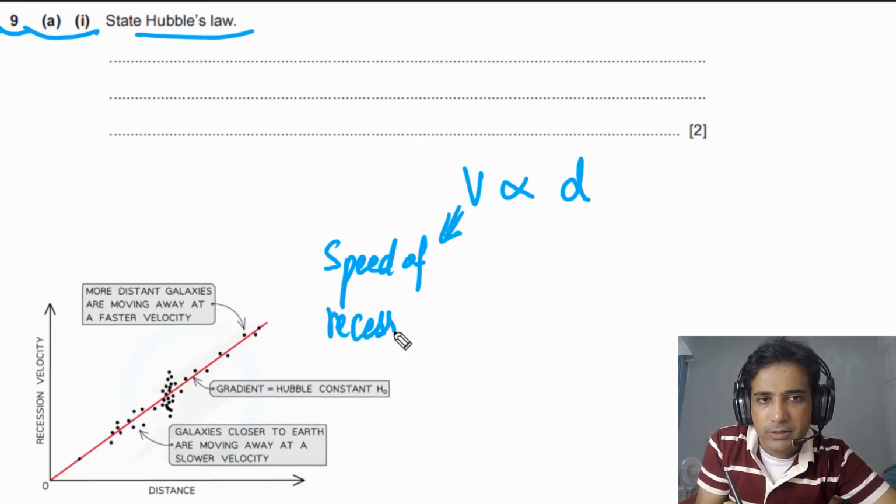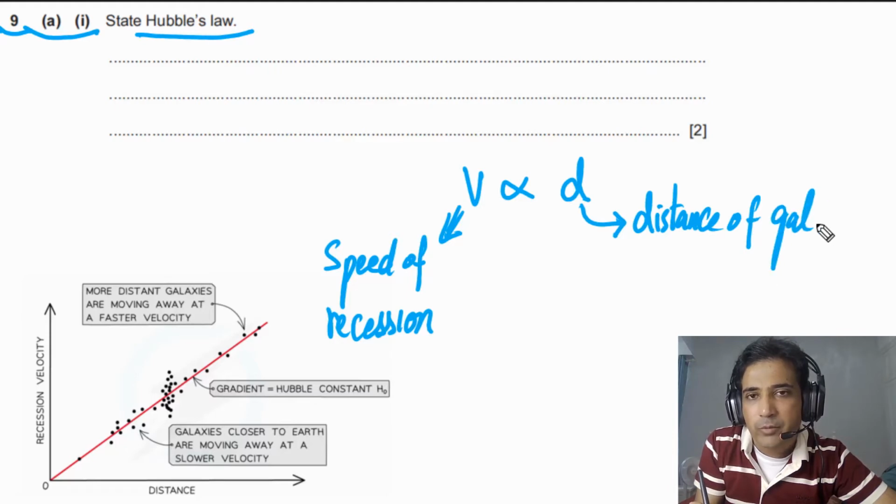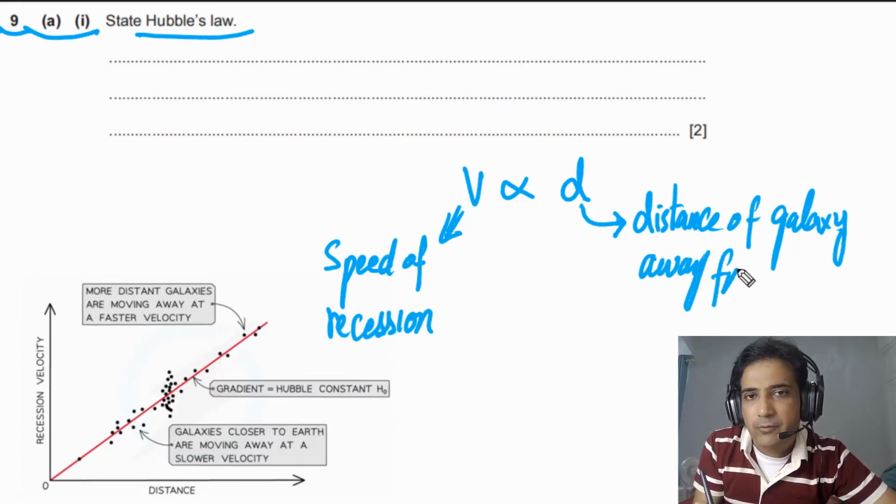So simply we can say this is speed of recession. And d is the distance of the galaxy away from the observer. So this one is the distance of the galaxy away from the observer. So you need to understand how to state Hubble's law in a proper way. And these two quantities, they are directly proportional.